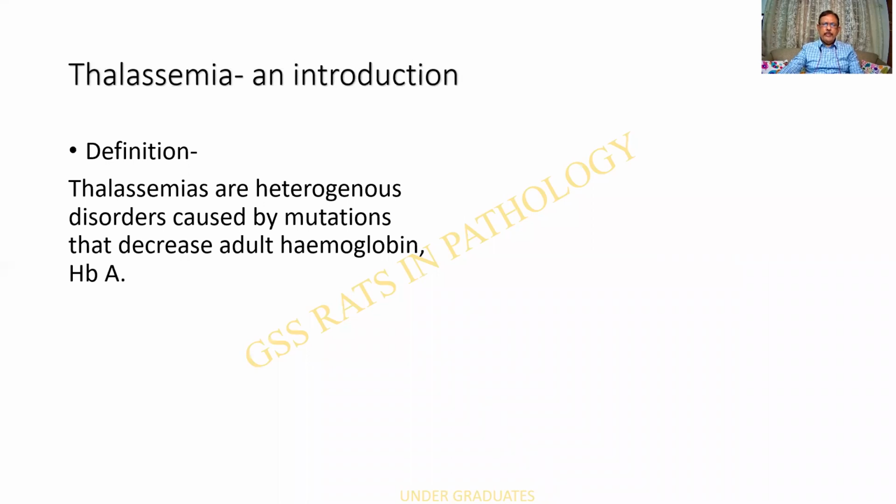Before I plunge into the topic, I would like you to understand what thalassemia means. The word thalas means sea and emia is a disease of the blood. It is a heterogeneous group of disorders caused by mutations that mainly affect the adult hemoglobin, which is hemoglobin A. So please understand the word mutations. We shall see what it is later on.